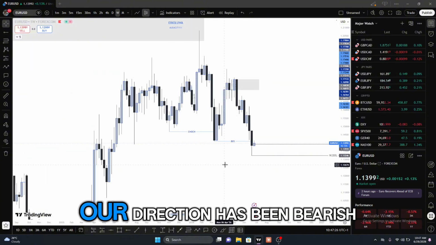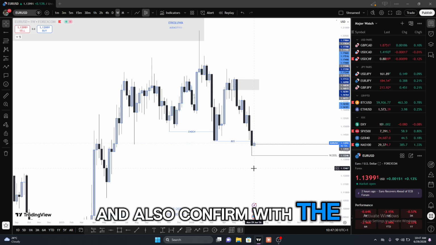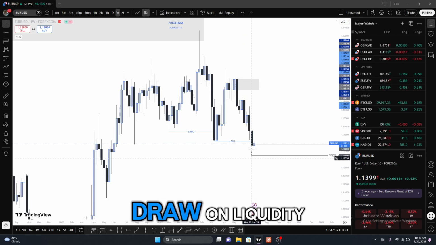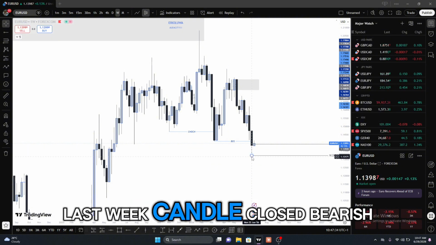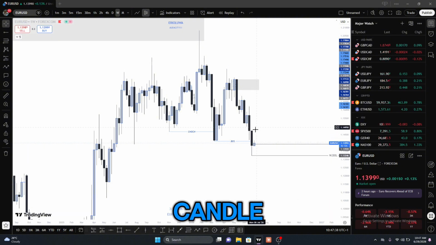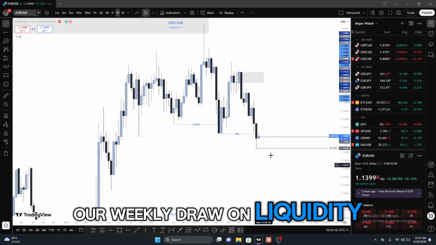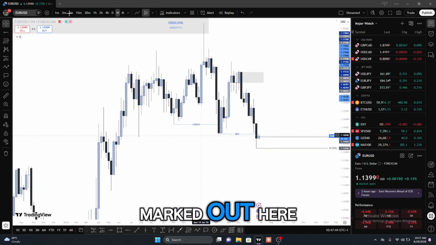So we've confirmed our direction as being bearish for the week, combined with the fact that last week's candle closed bearish, breaking below the previous week's candle, so we are still bearish basically. We have this as our weekly draw on liquidity, which is what I already marked out here.